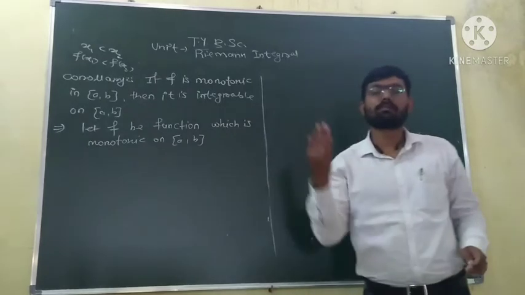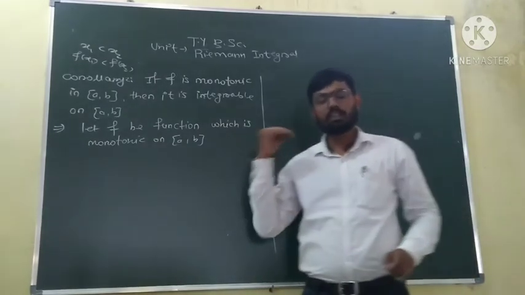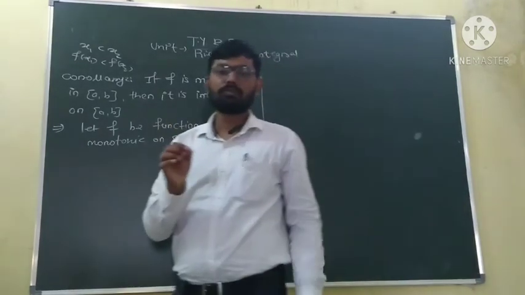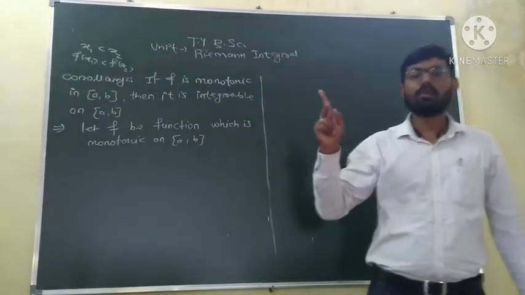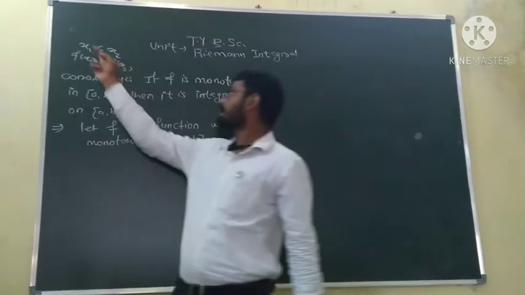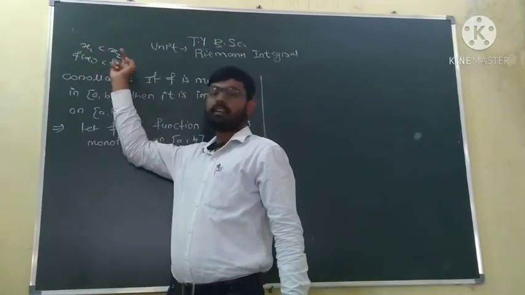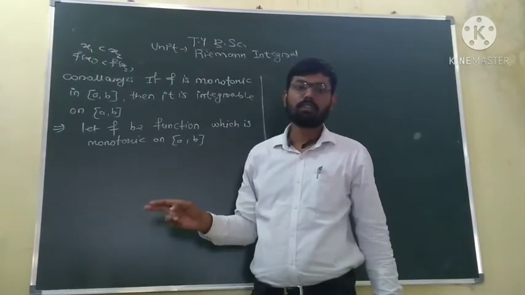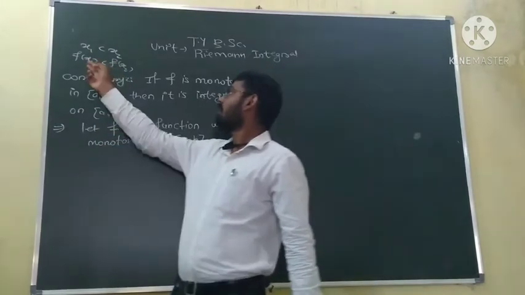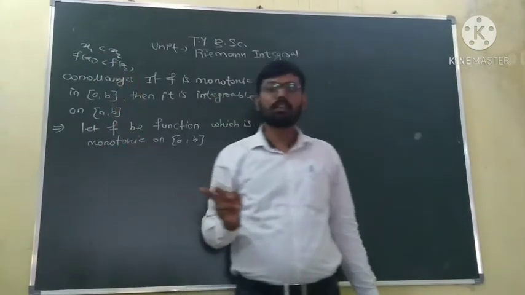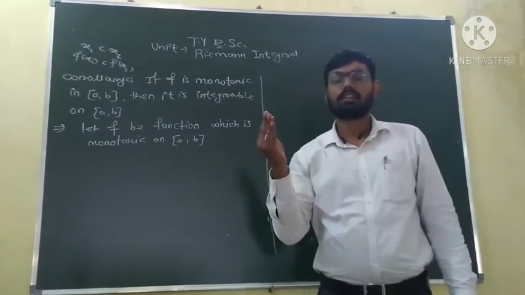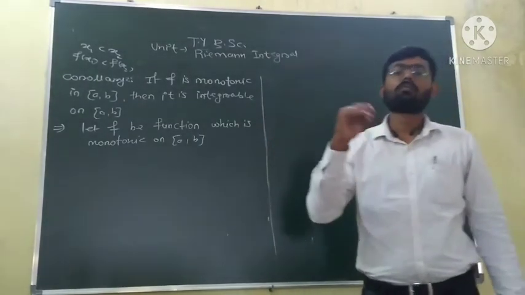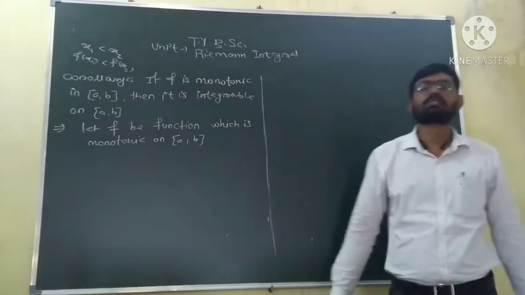The other is monotonic decreasing, which is just the reverse of this. It says that if x1 is less than x2, then f of x1 is greater than f of x2. That is, if you increase the value of x, the value of the function decreases, which is a monotonic decreasing function.